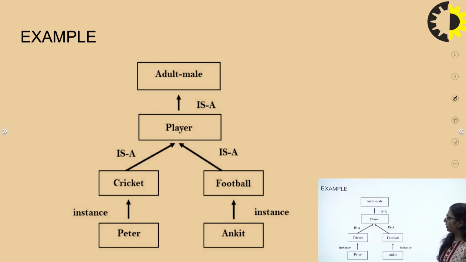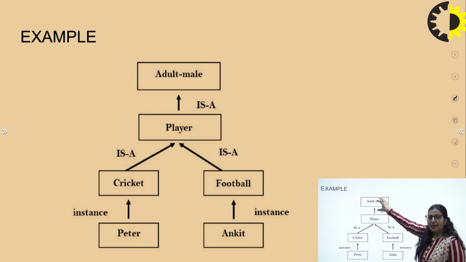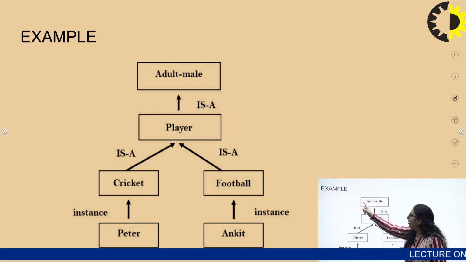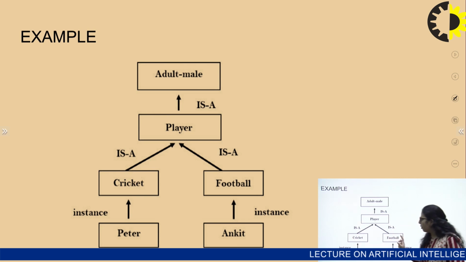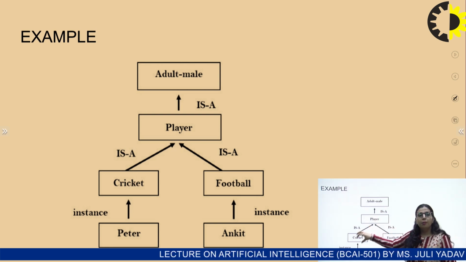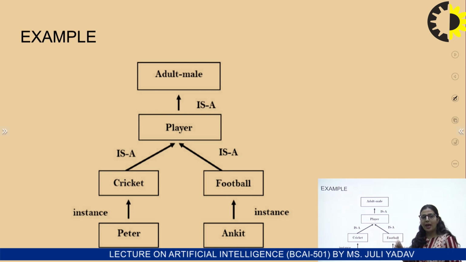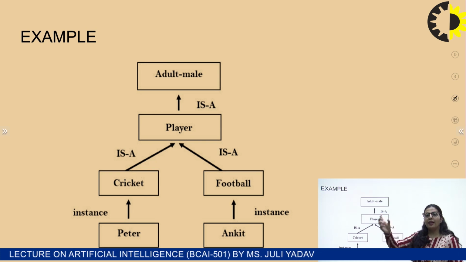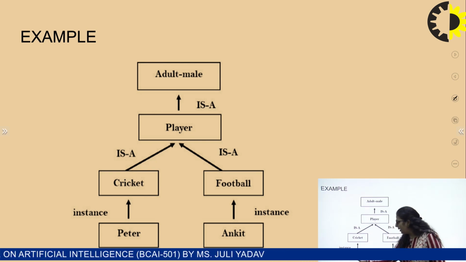So, here you can see an example. Here is an adult male, right? Adult male, this shows the hierarchy. As I have just told you, we are using box nodes. Here the adult male is in a box node. Here the player is in a box node. Here cricket is in a box node, football, Peter and Ankit. All the objects as well as their values are in box nodes. Here we are using arrows. Arrows tell us the relation between the objects and their values. Here you can see Peter and Ankit.